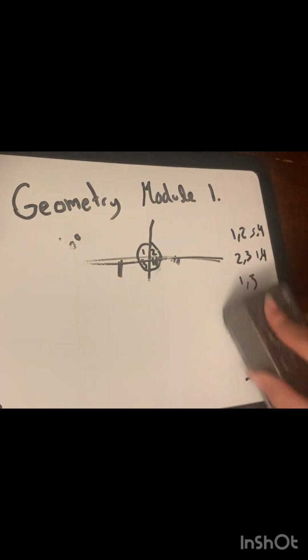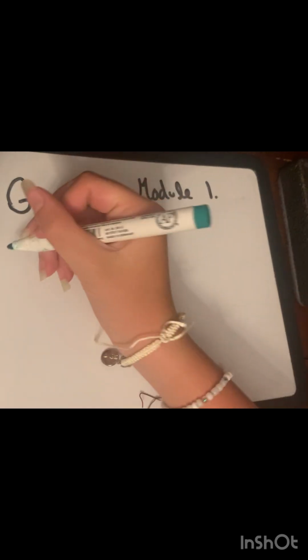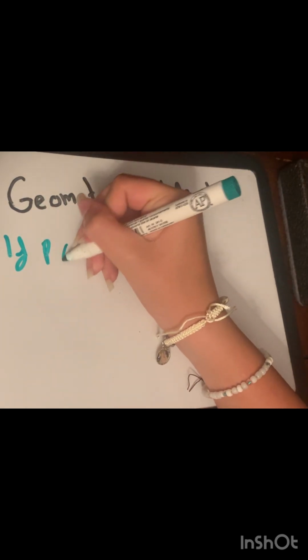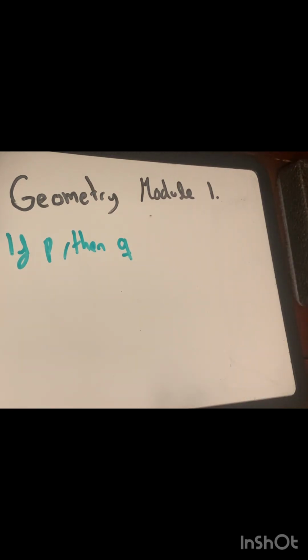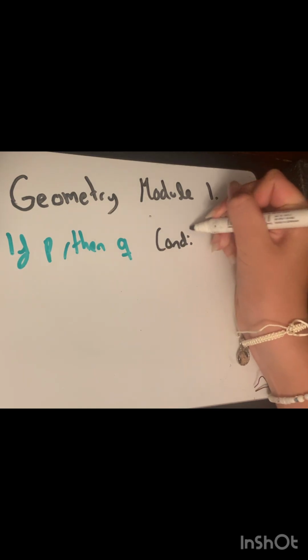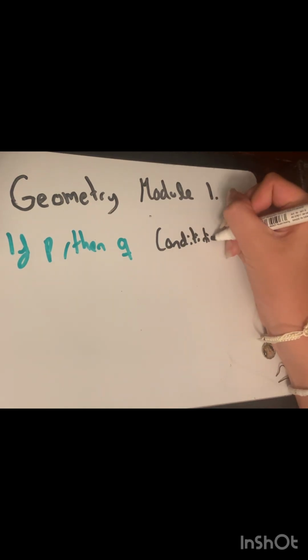The next thing I'm going to show you guys are logic statements. Logic statements are pretty easy if you memorize them. You have to memorize them. So the first thing you gotta know is if P, then Q. That is called a conditional statement. I'm gonna give you guys an example.